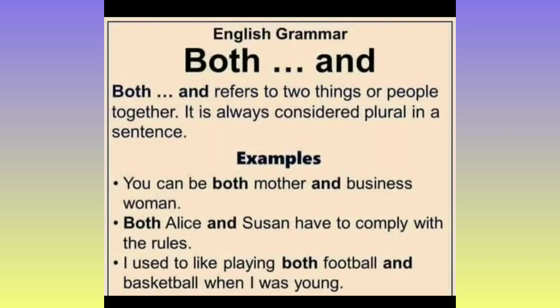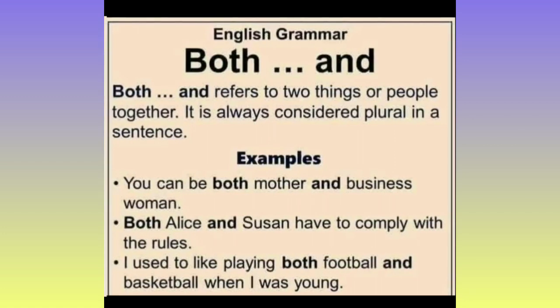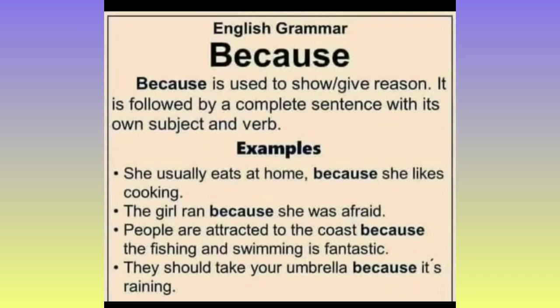The next one is both and. Both and refers to two things or people together. It is always considered plural in a sentence. Examples are: you can be both mother and businesswoman. Both Alice and Susan have to comply with the rules. I used to like playing both football and basketball when I was young.